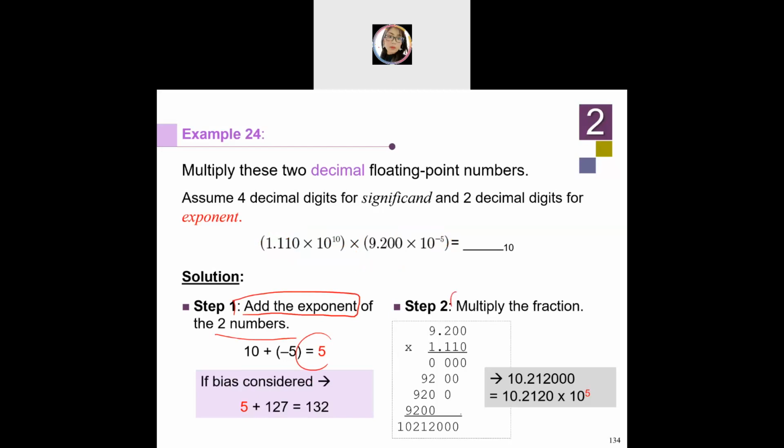After that, you need to do the multiplication. This one multiplied with this. This is also a normal multiplication for you. Okay, for this, only if the question mentions bias, of course, you need to add the bias value. If not, you just take this value for your exponent.